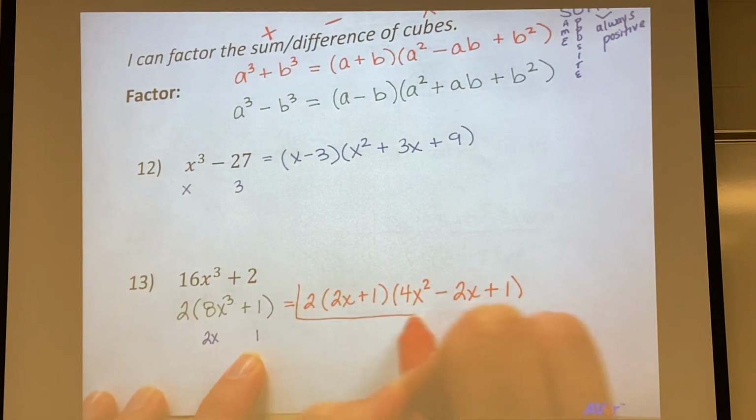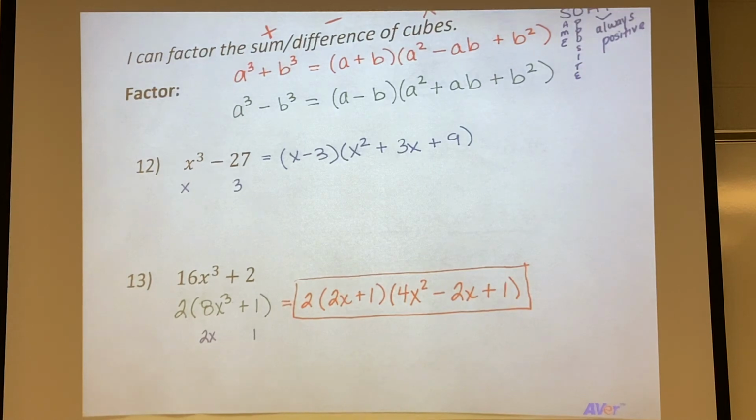So 2 times 2x plus 1 times 4x squared minus 2x plus 1. Once you get the pattern down, piece of cake. So just make sure you know the patterns for that sum and difference of cubes, and you'll be good to go.